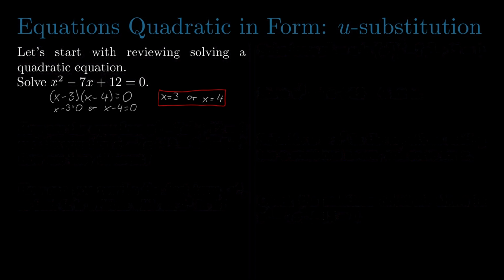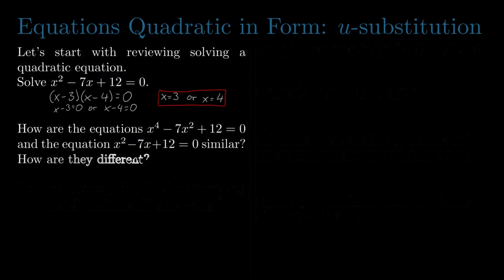Let's ask a question now. How are the equation x to the 4th minus 7x squared plus 12 equals 0 and the equation that we just solved similar, and how are they different? Well, notice that the coefficients are the same. We have 1 here, we have 1 there. We have negative 7 here, we have negative 7 there. We have 12 here, we have 12 there.